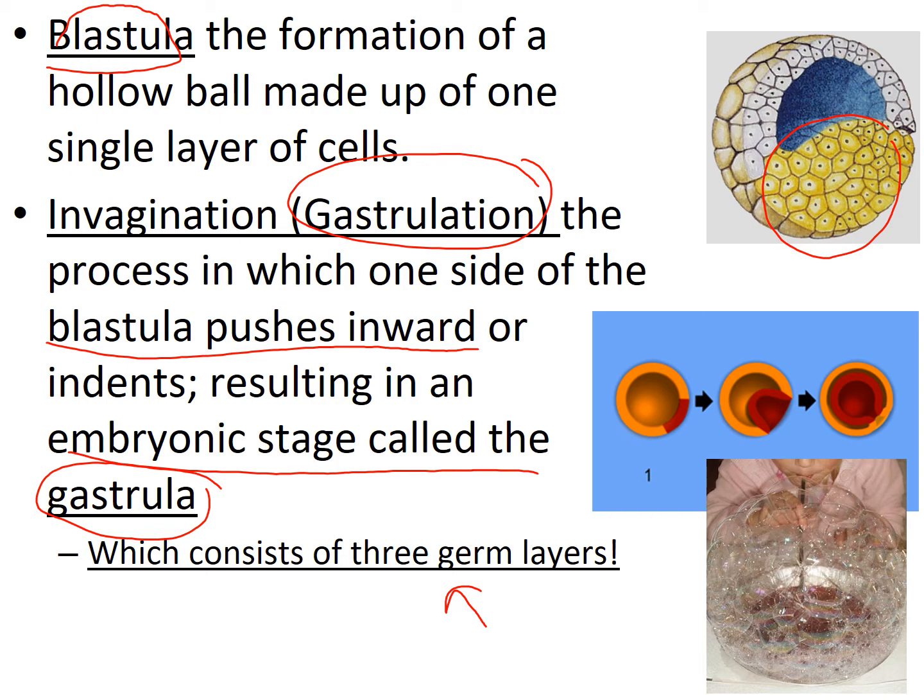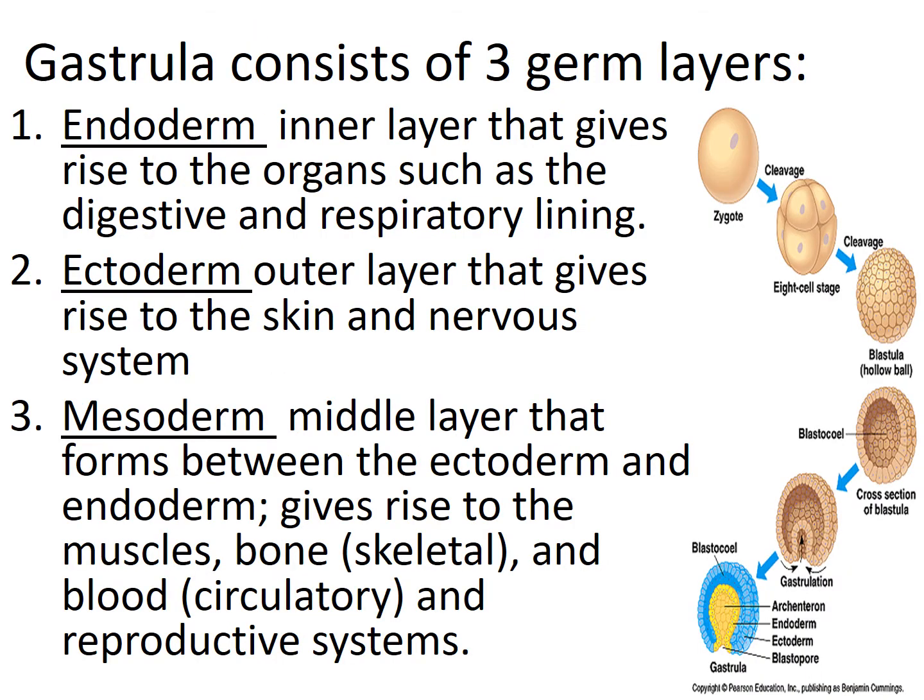So once the zygote goes through as a blastula and the gastrulation takes place, now we're getting ready to develop a baby. And the first layer is called the endoderm. Endo, that's going to mean inside.